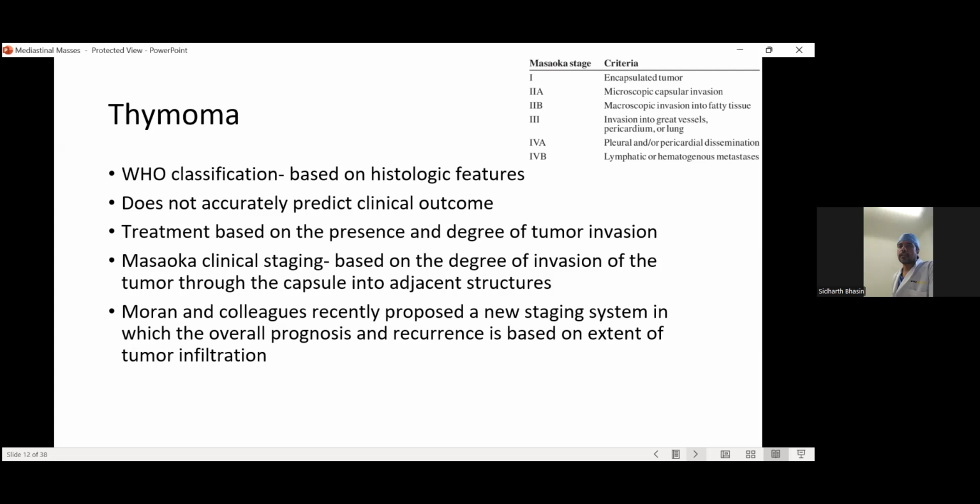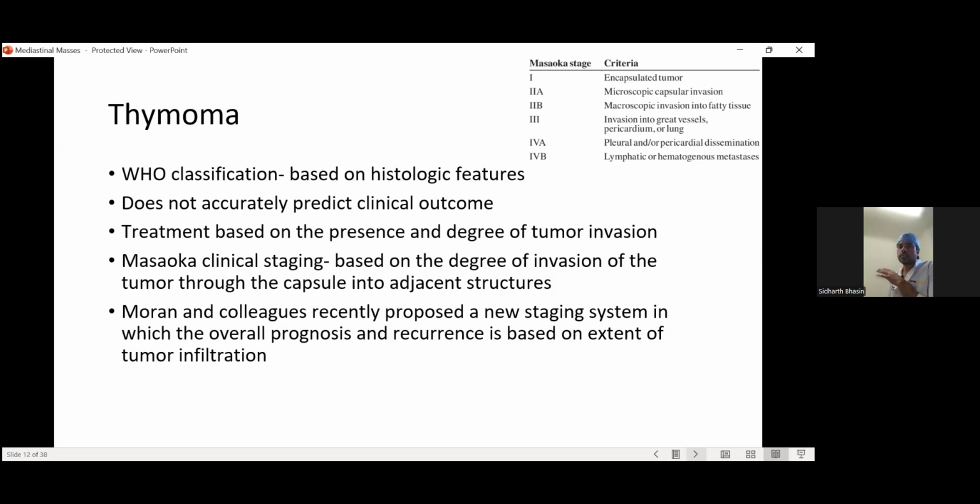The classification is based on histological features. It does not accurately predict the clinical outcome. It is more from the diagnosis point of view. The treatment is based basically on the presence and degree of tumor invasion. The Masaoka stage is helpful. It helps you in the treatment. It is based on the degree of invasion of the tumor through the capsule into the adjacent structures. Basically, it's divided into 1, 2, 3, 4. Stage 2 is divided into A and B, and stage 4 is divided into A and B again.